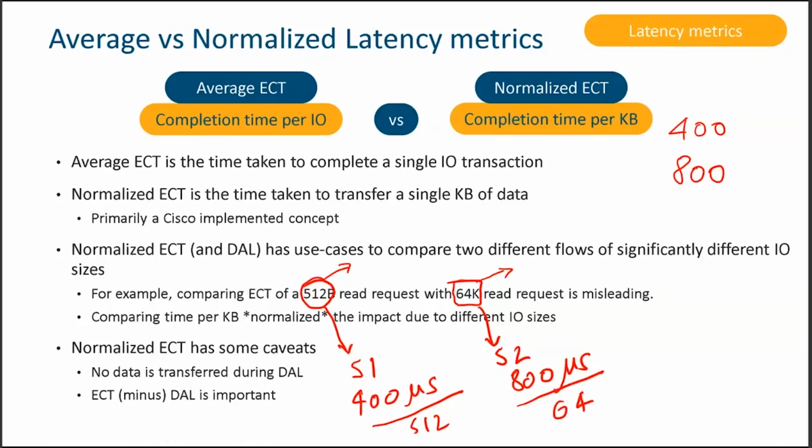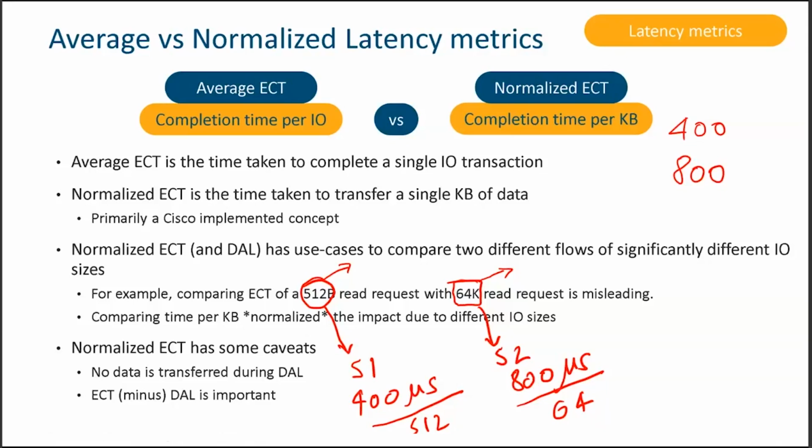Okay, so this is the explanation of why SAN Insights shows you a normalized versus an average metric. Different use cases, both are valid based on what problem you're chasing.